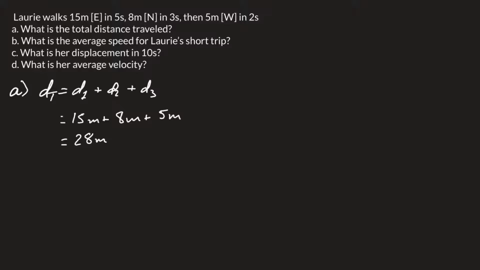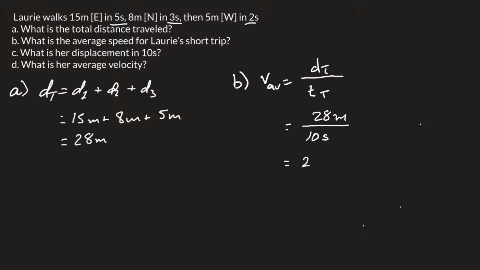Question B asks us to solve for her average speed. So speed again is just a scalar quantity. So average speed is going to be equal to the total distance traveled divided by the total time elapsed. So here we have a total distance of 28 meters, which we solved in part A. And your total time we can get from adding 5 seconds plus 3 seconds plus 2 seconds for a total time of 10 seconds. That gives us an average speed of 2.8 meters per second, and just make sure that your units work out properly given the way you've written them in the question and what the question is asking for you to solve.